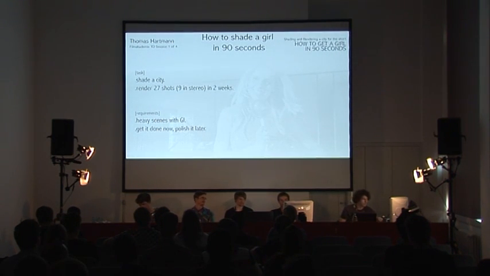How to shade a girl in 90 seconds. Yeah, there's a diploma visual effects movie called How to Get a Girl in 90 Seconds, which is a title that is way too long. But it's a cool project, which required me to shade a city, a whole city, or at least a block, and to render 27 shots in 2 weeks.